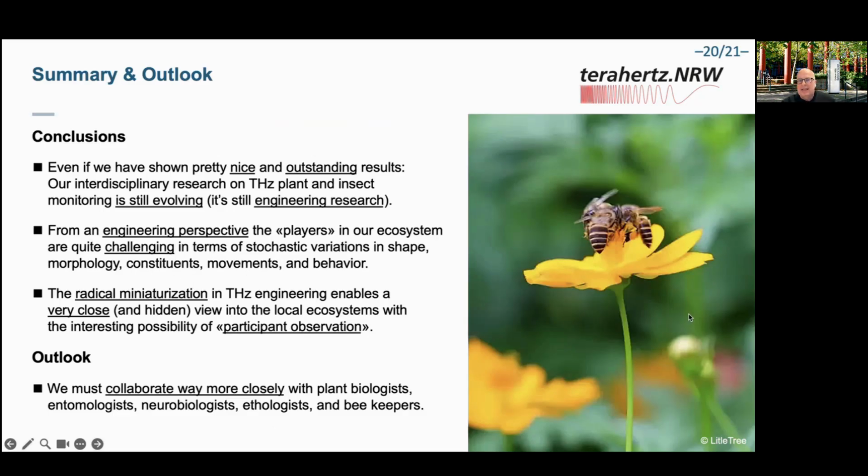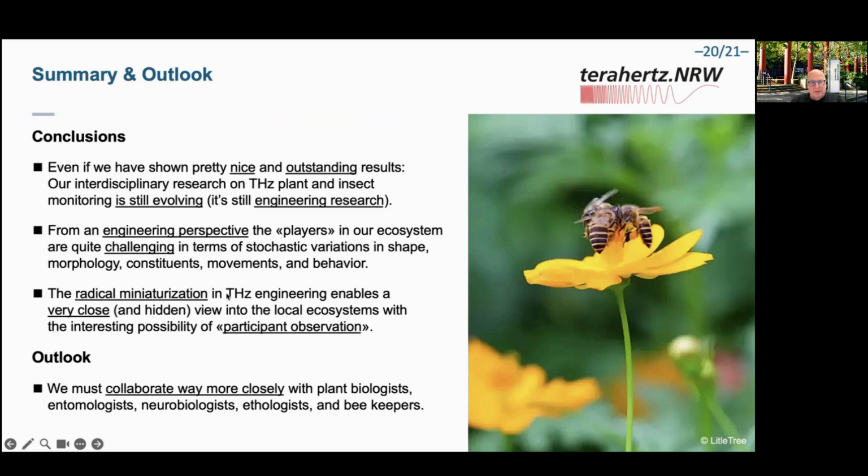What I show here on the right-hand side is a still of a very nice picture of a blossom of a plant. And here are the bees. If you would look at this picture in reality, you would see that this flower would bend stochastically due to the measurement, due to the presence of the bee, and also due to the wind. So this is something that we really have to take into account when we are talking about precise radar imaging of hovering bees on a plant in this kind of ecosystem.